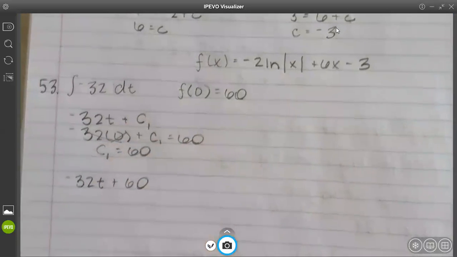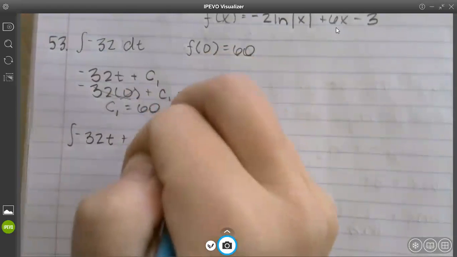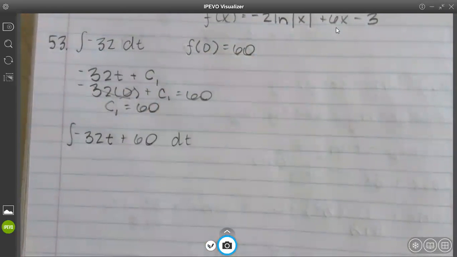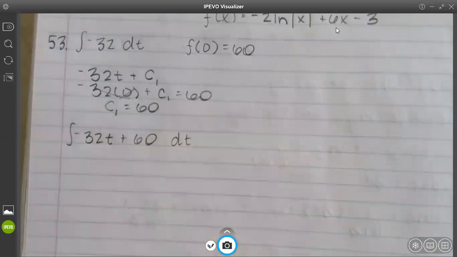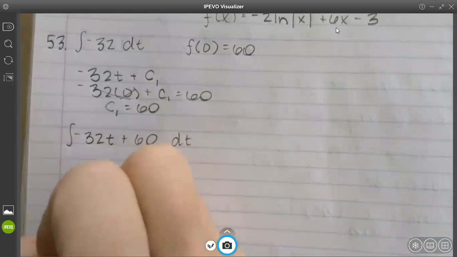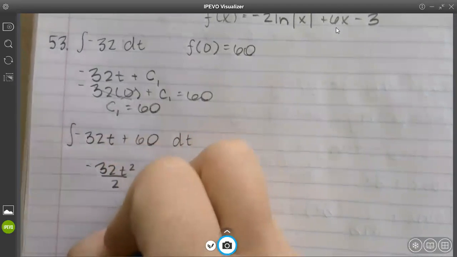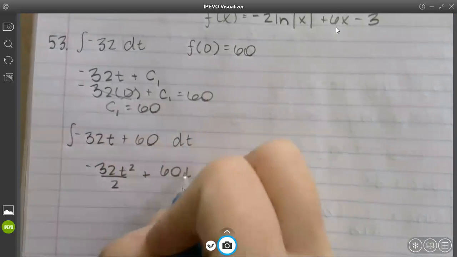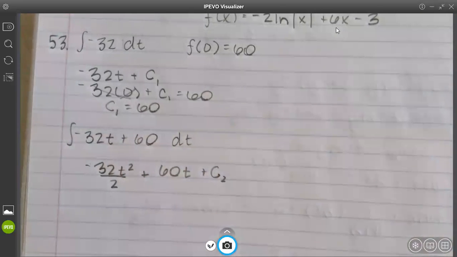What do you think that I do to that equation? Integrate it. So dt on the end. What is my integration? Just t squared over 2. Keep going. 60t. And then I'm going to label this one C2. Very good. Because it's the second constant. That's all.